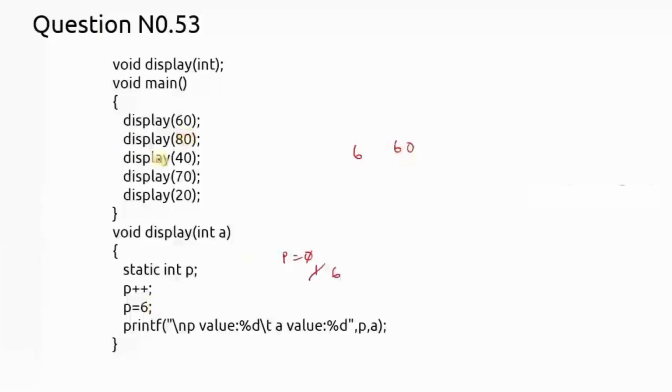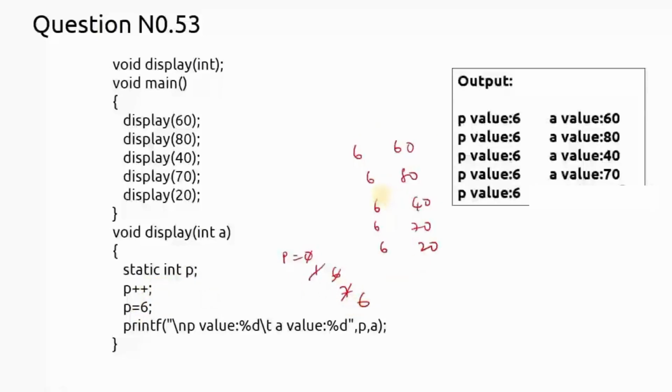Now coming to display of 80. Here static int p plus plus means the previous p value 6 will become 7, but you are again assigning p equals 6. That means 7 is replaced with 6. So again 6 comma 80. Now you can see the next ones, 6 comma 40, next 6 comma 70, 6 comma 20. Like this it will consider. If you make the initialization in the static declaration, it will take it only once, but if you make this assignment other than in the variable declaration, it will consider that value only. So this is the main difference. The output will be like this.